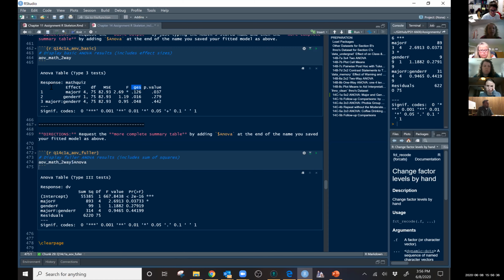Okay. What term should we look at first? Major, gender, or major by gender? Major by gender, the interaction. We look at it first. Is it significant? No. If it's not significant, then we move on and look at the main effects. Are the main effects significant?